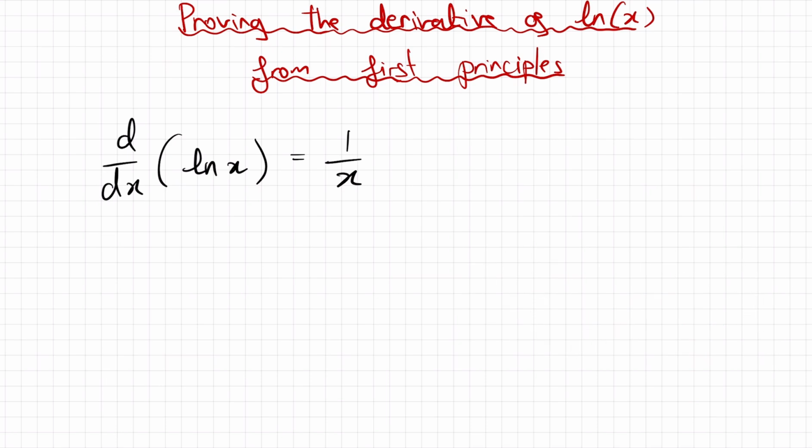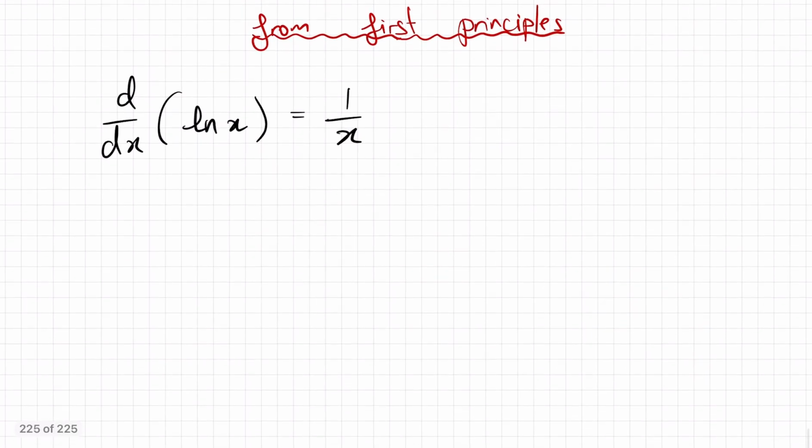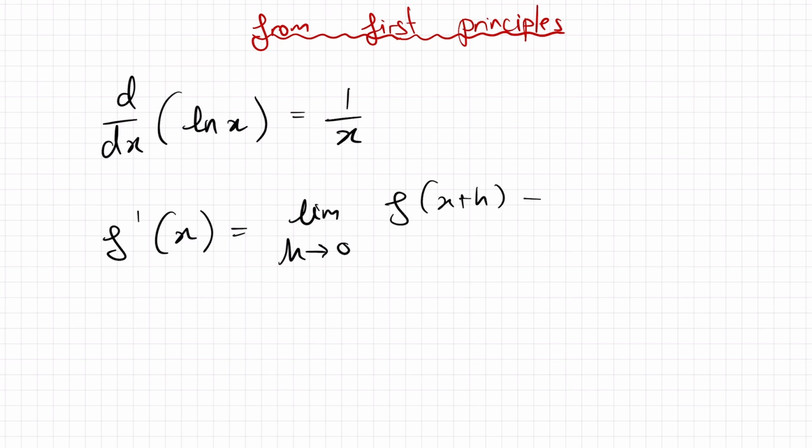And yeah, let's just look at how we can prove this from first principles. So we know that the definition of the derivative from first principles is the limit as h goes to 0 of f of x plus h minus f of x over h.